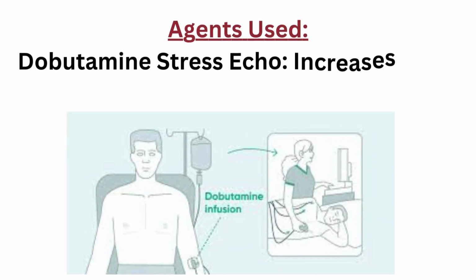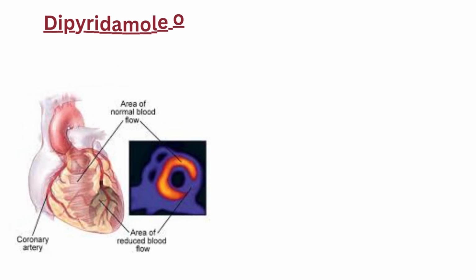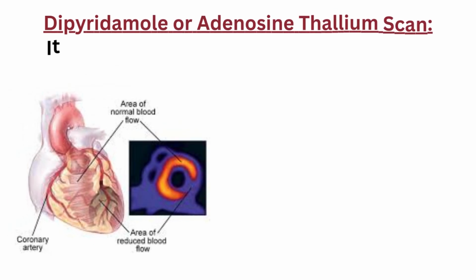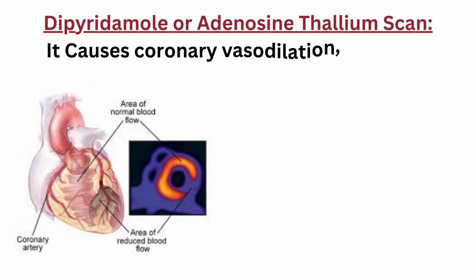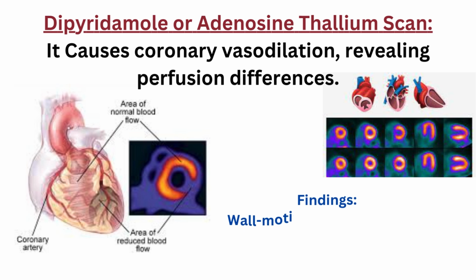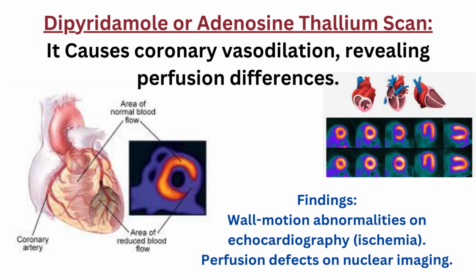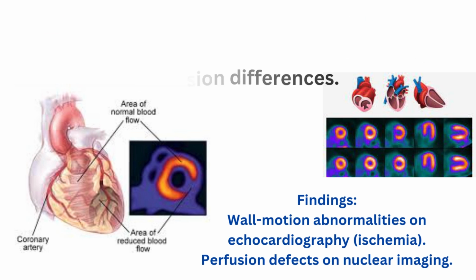Agents used. Dobutamine stress echo, increases heart rate and contractility to mimic exercise. Dipyridamole or adenosine thallium scan. It causes coronary vasodilation, revealing perfusion differences. Findings: wall motion abnormalities on echocardiography, ischemia. Perfusion defects on nuclear imaging.